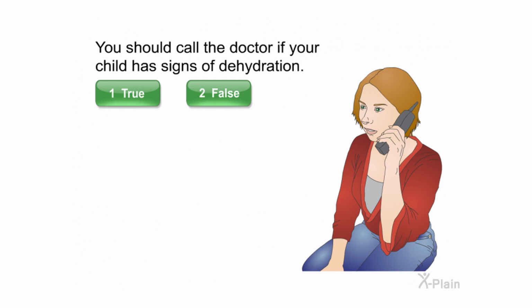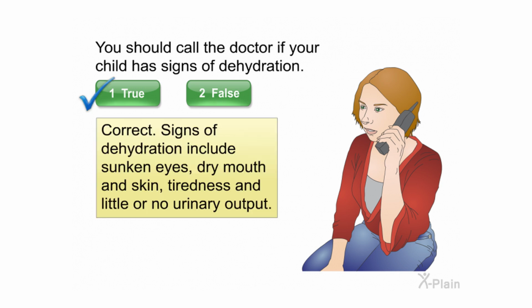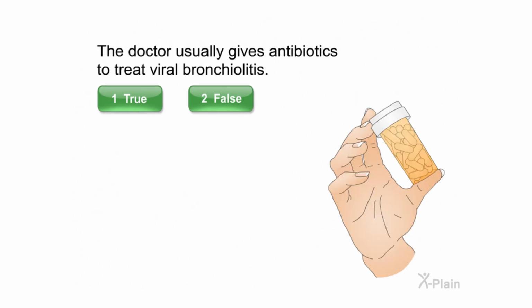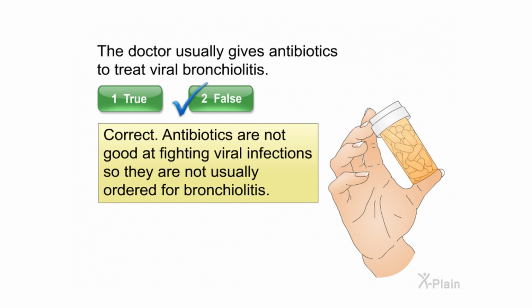You should call the doctor if your child has signs of dehydration. Select true or false. Correct. Signs of dehydration include sunken eyes, dry mouth and skin, tiredness, and little or no urinary output. The doctor usually gives antibiotics to treat viral bronchiolitis. Select true or false. Correct. Antibiotics are not good at fighting viral infections, so they are not usually ordered for bronchiolitis.